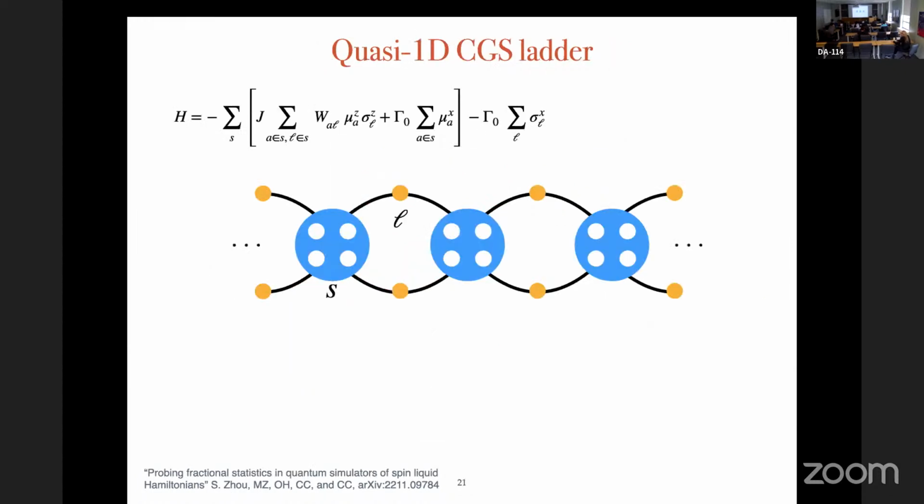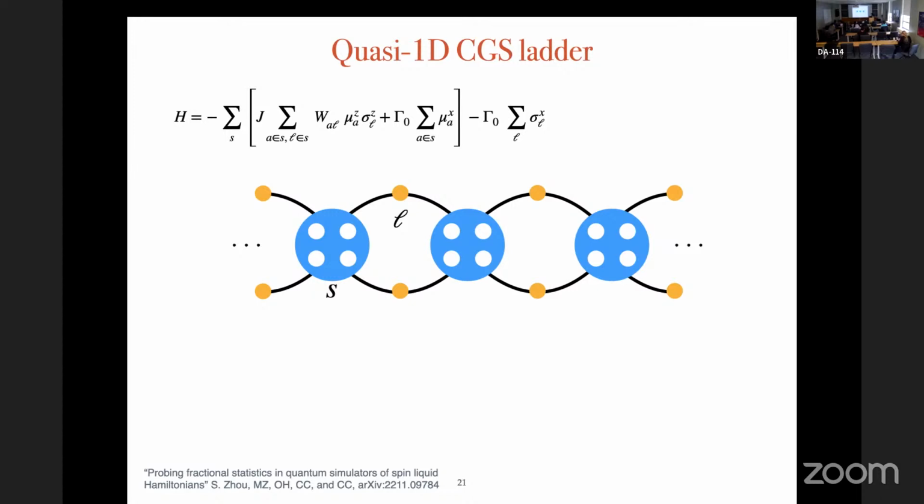All right, so we proposed such experiments, but we want to realize this quasi-1D Z2 ladder in an actual device. To do that, we constructed this quasi-1D combinatorial gauge symmetry ladder, which we denote as the CGS ladder, where we have to put extra 4 matter spins in the vertex to allow these two-body interactions, and that gives us the exact Z2 local symmetry.